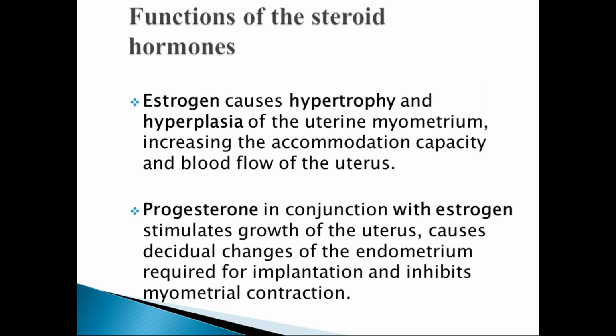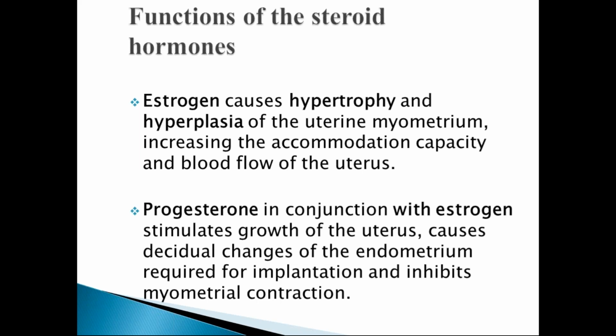So the functions of steroid hormones. The major steroid hormones are estrogen and progesterone, as we have already read. Estrogen usually causes the hypertrophy and hyperplasia of the uterine myometrium. These steroid hormones are usually required for the physiological changes that happen in pregnancy, in the major reproductive organs and the breast. So the main reproductive organs, uterus, and the breast changes are going to happen due to steroid hormones.